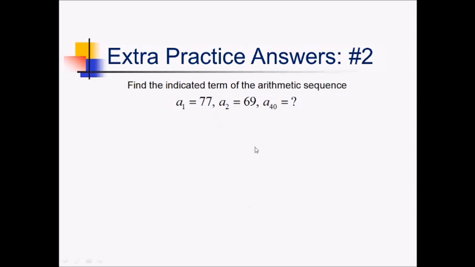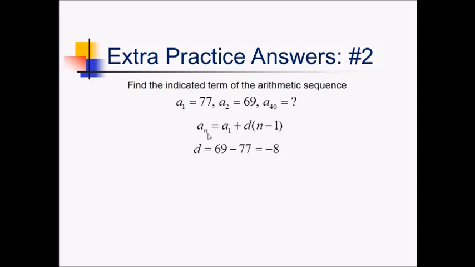For this problem, I want the 40th term of an arithmetic sequence that begins with 77 and 69. So I'll use my nth term formula, a1 plus d times n minus 1. For my common difference, which they did not give me just yet, I need to figure out what am I adding to the first term to get the second term. So 69 minus 77 gives us -8.